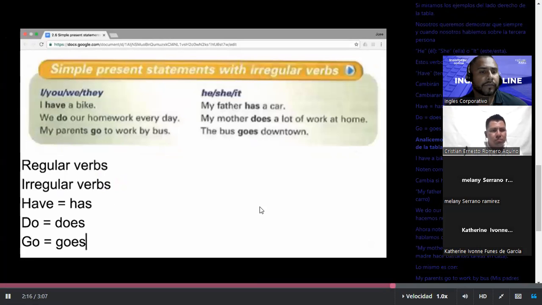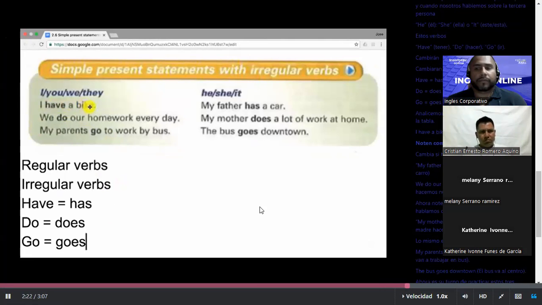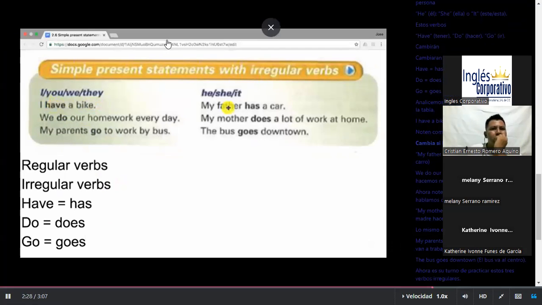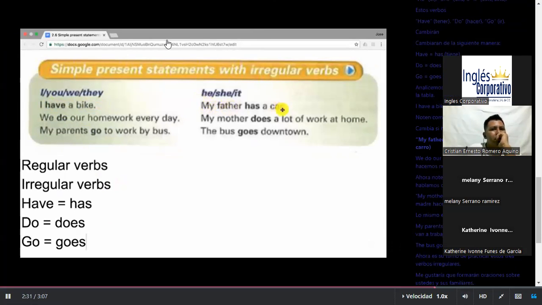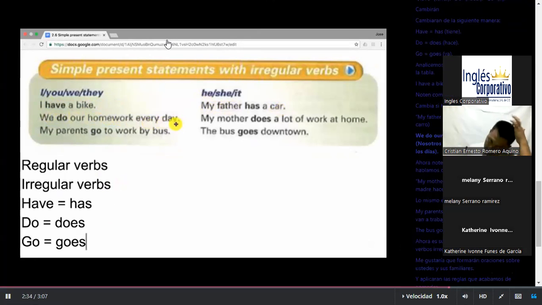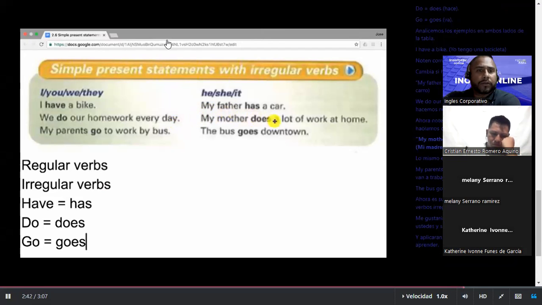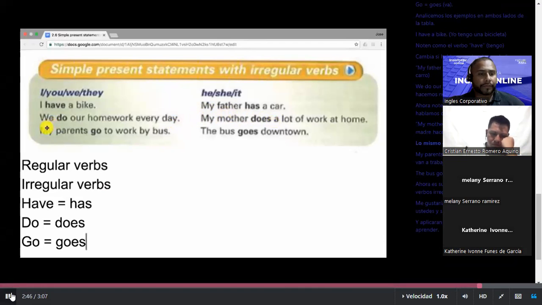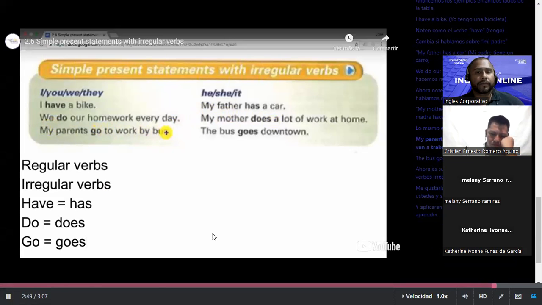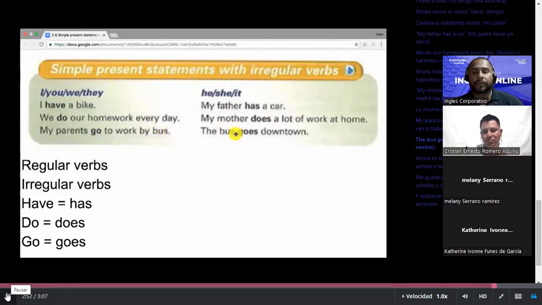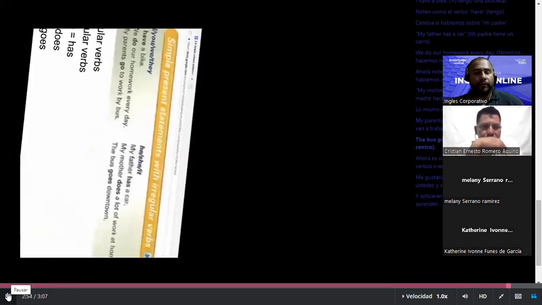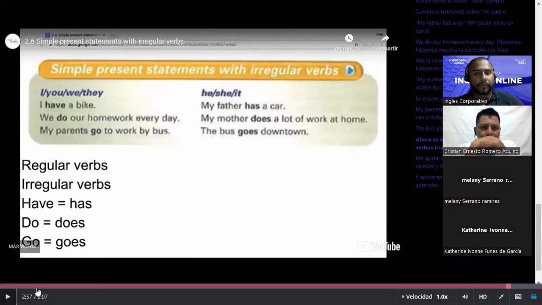Let's analyze the examples on both sides of the chart. I have a bike. Notice how the verb have changes whenever we talk about my father. My father has a car. We do our homework every day. Notice how that changes whenever we talk about my mother. My mother does a lot of work at home. The same with my parents go to work by bus. The bus goes downtown. Now it's your turn to practice these three.